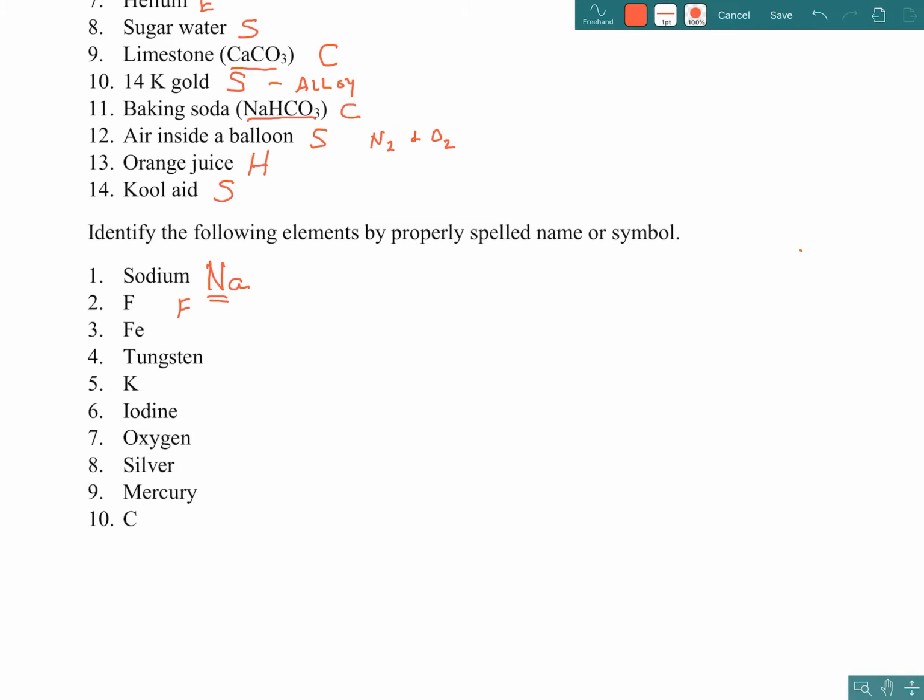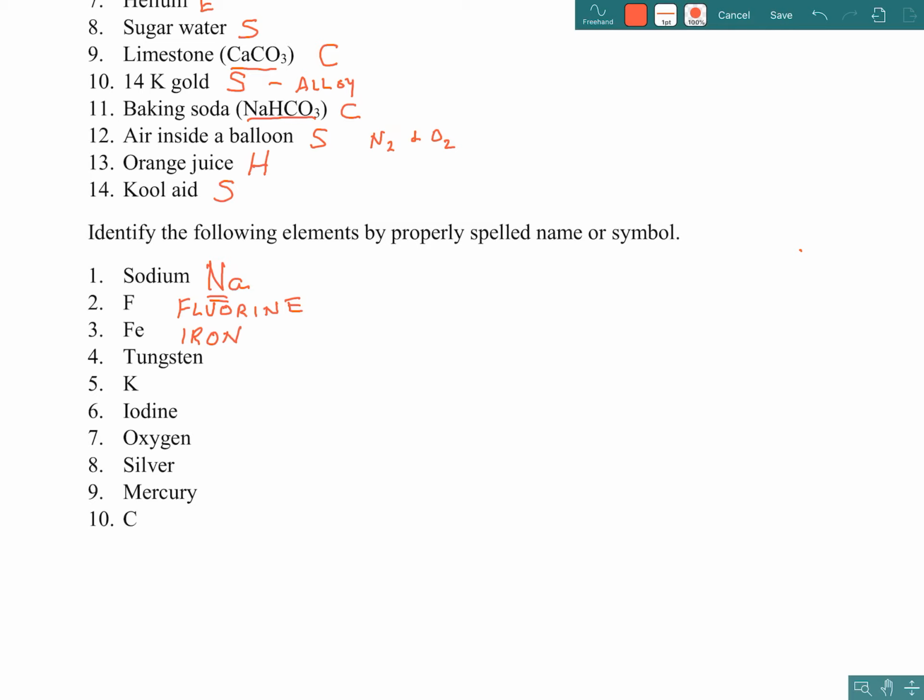How about F? The element F is fluorine. Did you spell it right? F-L-U-O-R-I-N-E. Fluorine. 3. Do you know what Fe is? Fe. Yeah, the Latin name comes from ferrum, and that is the element iron. Now that's an easy one to spell. I-R-O-N.